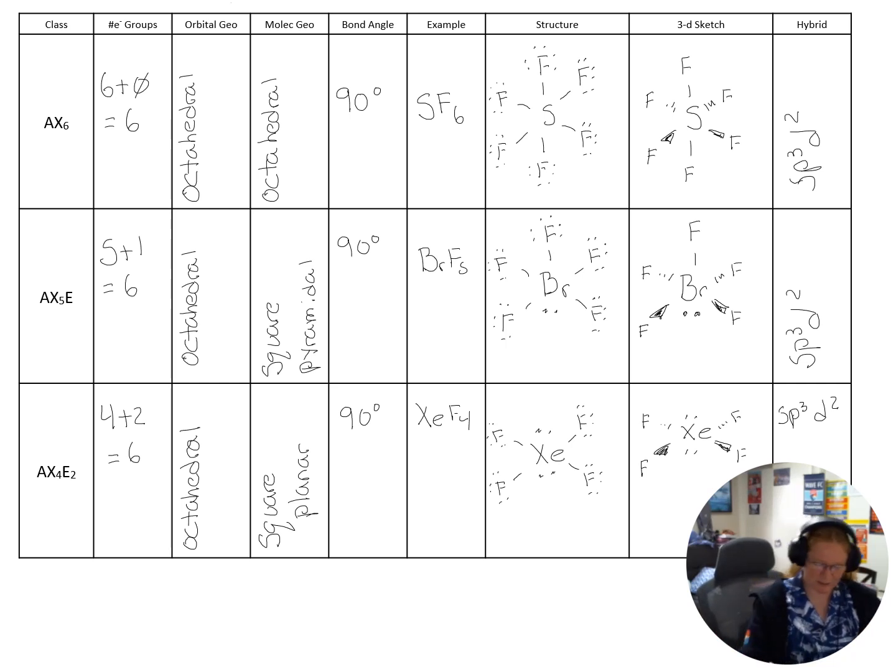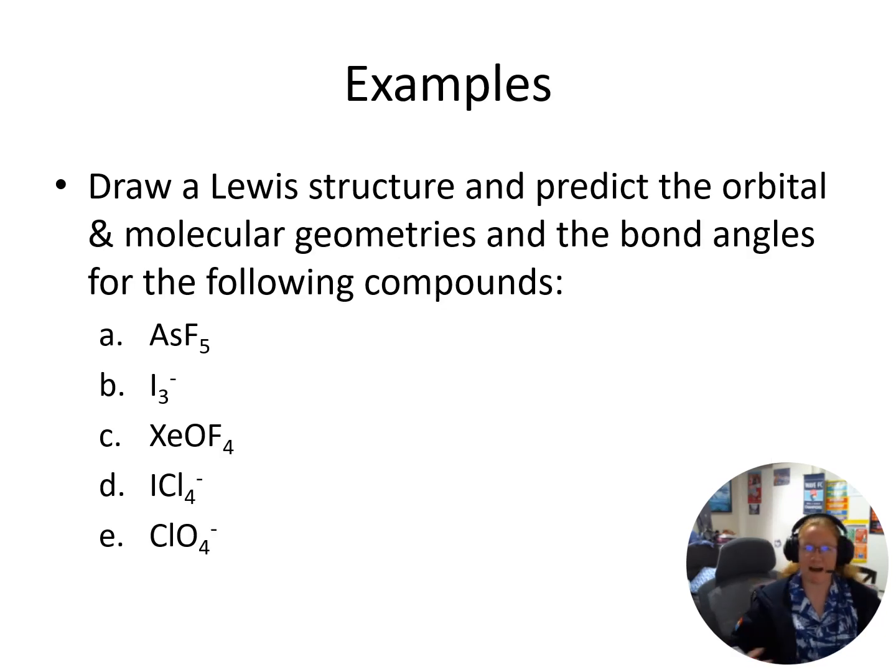Now, let's try some examples. So I have 5 examples here. The goal is to draw the Lewis structures, predict the geometries, and the bond angles. All right, so let's give these a shot. I'm going to go through these 5 with you, and then I have several more examples for you to try on your own without me walking you through them or telling you what the geometry is, because I don't want to give it away. So that's the double-edged sword on these.